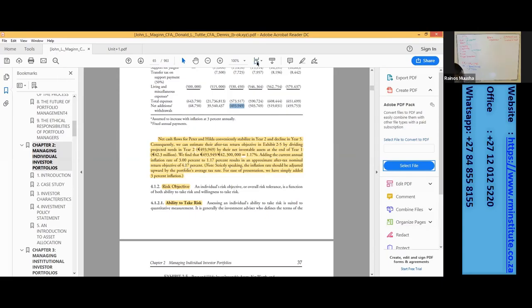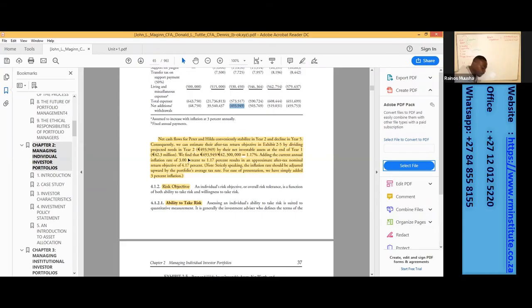4.17. So the after-tax return objective is going to be equal to the real rate of return, the real return objective of 1.17%, plus the expected inflation rate of what? Of 3%. And this is how they are getting an approximated after-tax nominal return objective of what? 4.17% there. Are we on the same page on how we're getting this return objective of 4.17%? Is anyone lost on this?